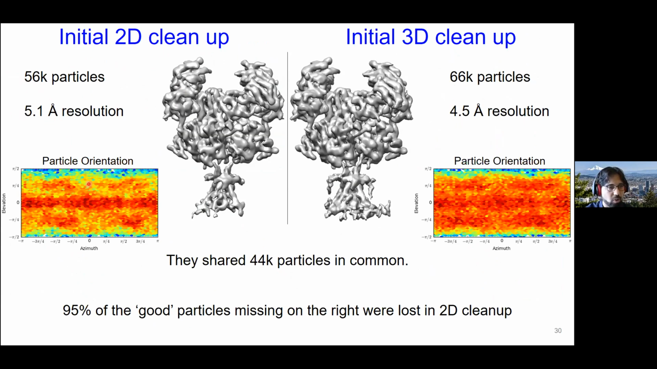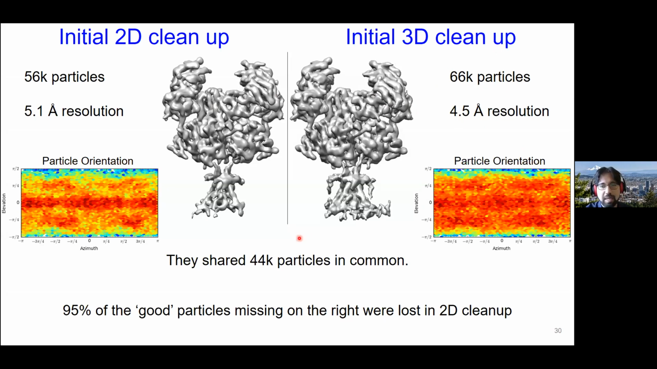And if you look at the orientation of the particles that make up this structure, you notice that it is kind of patchy. There are certain orientations that seem to be missing. But on the other side, I have my data set that was cleaned up initially by 3D classification, followed by a second round of 3D classification. I ended up with 66,000 particles at 4.5 angstrom. And if you look at the particle orientations, it is much more even. So now you're getting a lot more even sampling of the different orientations you had in your data set.